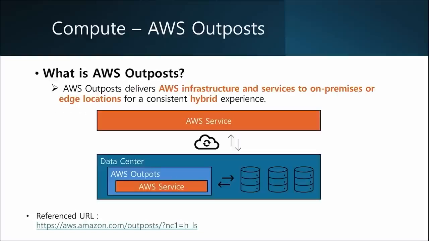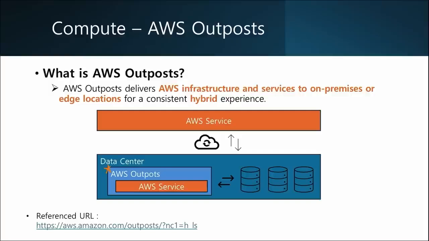Next, let's learn about AWS Outposts. AWS Outposts is a service that allows users to run AWS-like services in their on-premises environments. In other words, you can think of it as a service that provides AWS as a private cloud. A set of server devices that can be installed in a data center is provided, and services such as EC2, ECS, RDS, and S3 are made to operate inside.